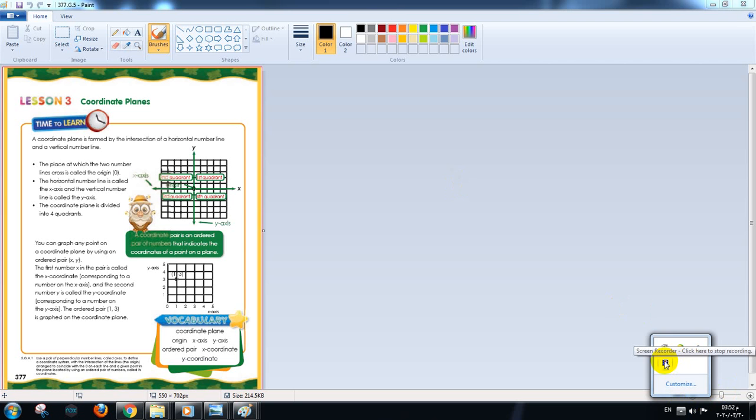I'm going to explain lesson 3, coordinate planes, at page 377 in your book. This lesson talks about coordinate planes. A coordinate plane is formed by the intersection of a horizontal number line and a vertical number line.